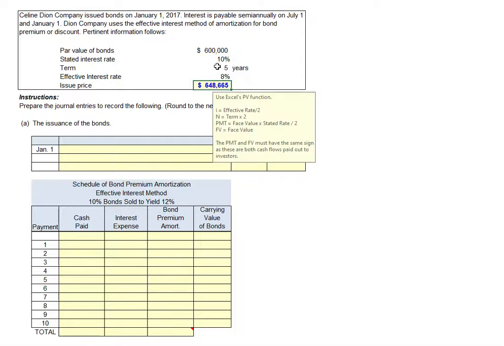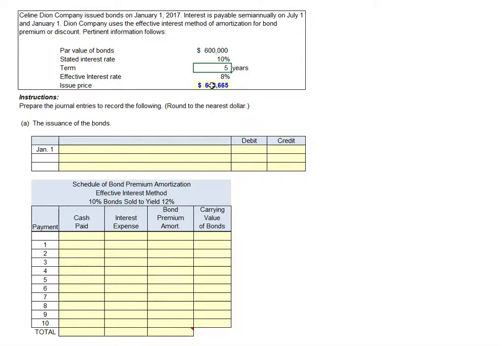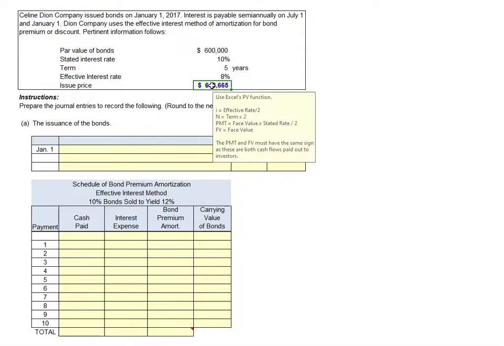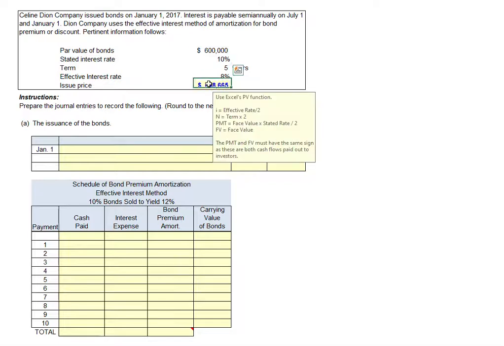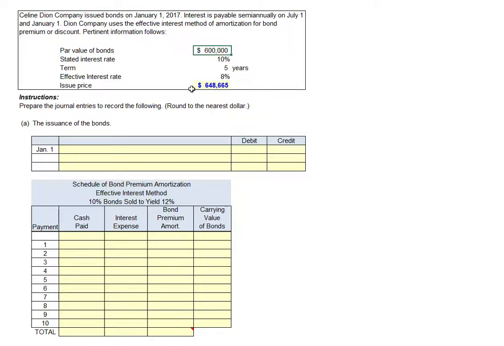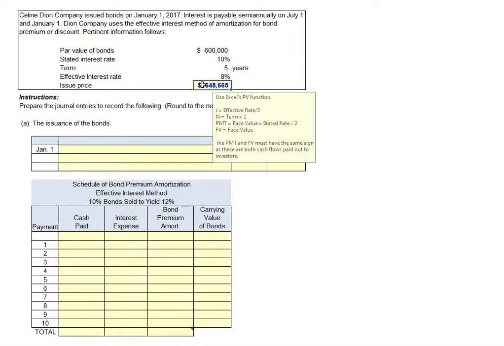Again, we calculate that by taking the 10% stated rate and dividing it by 2. The number of periods will be 5 years multiplied by 2 because it's a semi-annual coupon bond. And the payment will be the $600,000 times 10%, $60,000 a year, semi-annual basis, means the payment will be $30,000. And again, when the bonds mature, we will give the bondholders the full $600,000 face value.